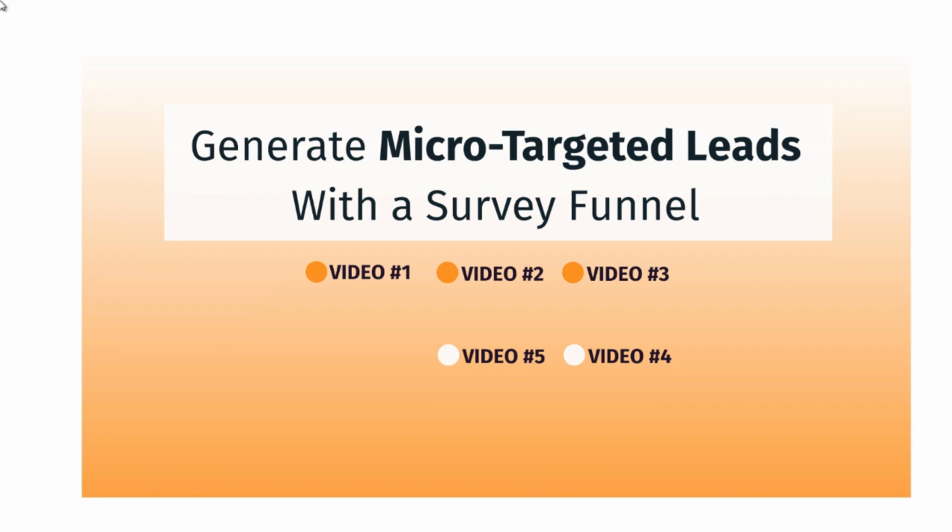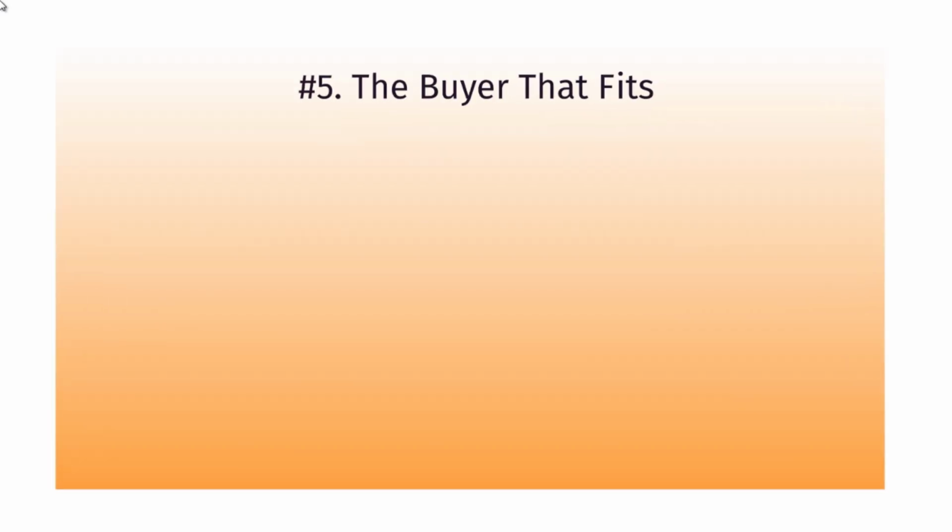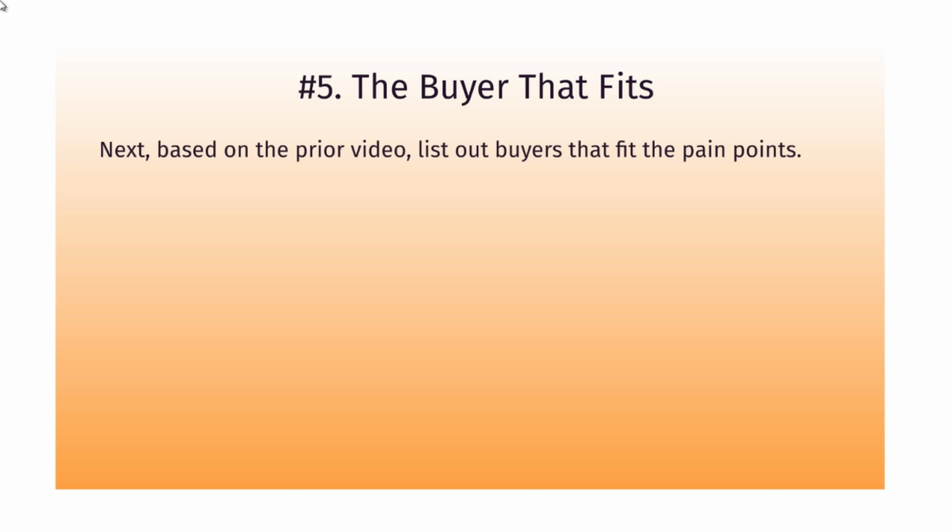Okay, so welcome back. This is video number 5, and we're going to talk about the buyer that fits these concerns and these pain points. So based on the prior video, we should have an idea about the pain points and the loss of time. Now what we need to do is figure out, what do they look like? What age are they? And what demographics are they? Now, with a security product, you could be all over the place. But what you're not trying to do is figure out what your buyer is, but who is your hungriest buyer.